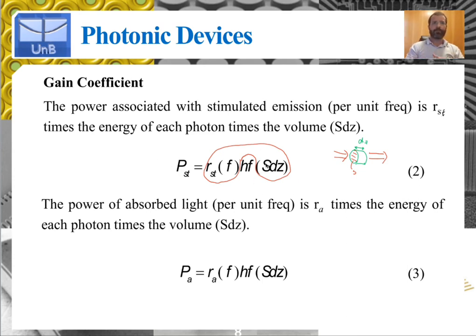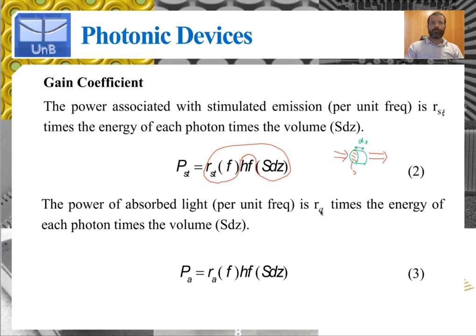Okay, so that's the way to make sense of this. It has to make sense that if we multiply these three things here, we have the total power emitted by stimulated emission inside the differential element of length here per unit frequency. And with respect to absorption, the power absorbed can be obtained in a very similar way.